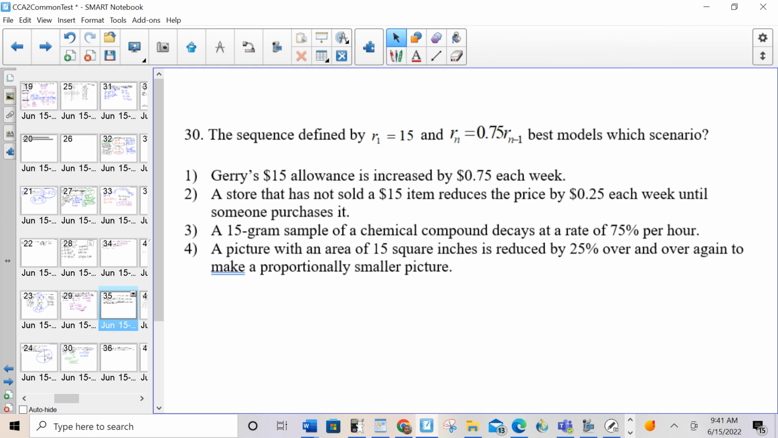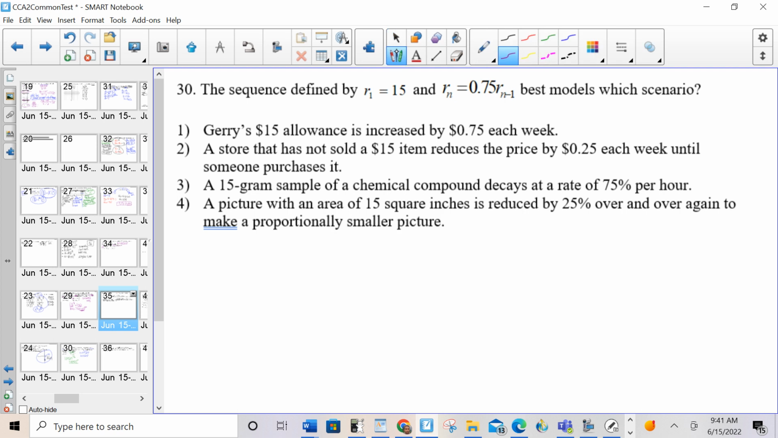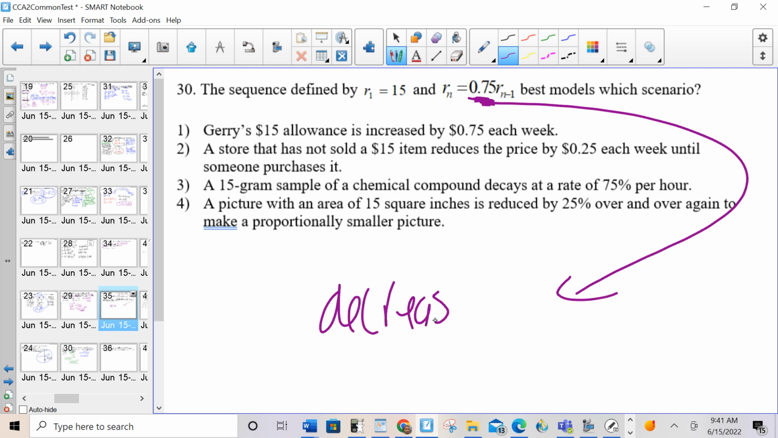You need to see this as a percent. When I'm multiplying by something, you really want to look at it as a percent. I am multiplying the previous term by 0.75. So the question is, is it getting bigger or smaller? Well, if it's more than one, it's getting bigger. If it's less than one, it's getting smaller. So this one is getting smaller. The question is by how much? What am I taking away? If I'm maintaining 75%, what am I taking away? I am decreasing by 25%. Again, if you want more help with this concept, watch my video for modeling sequences, because this is something that comes up quite a bit. So whichever scenario is decreasing by 25% is going to be your answer, choice 4.